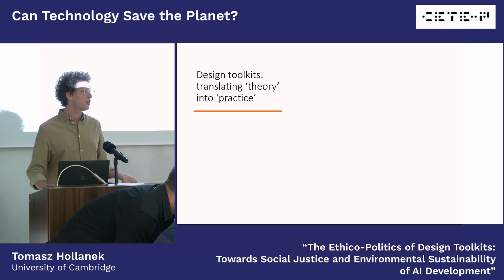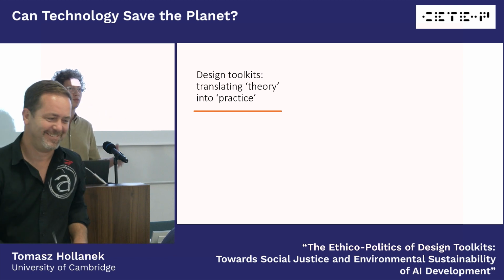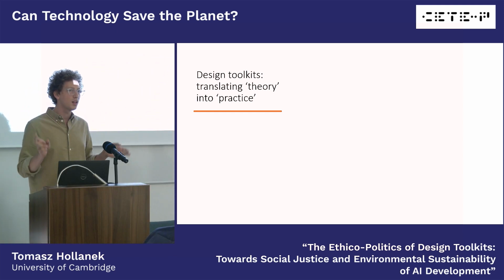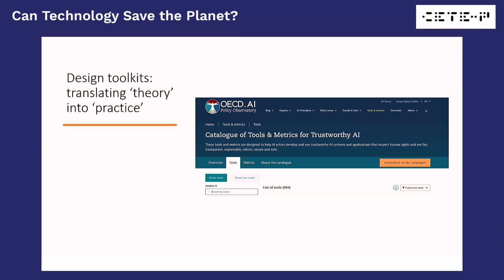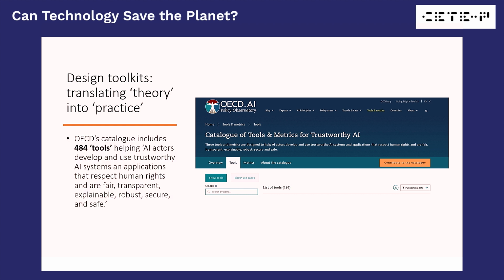Design toolkits have emerged in recent years as a primary means of translating the theory of AI ethics into design and development practice. So many organizations, research teams, and institutions release their own design toolkits that are supposed to help translate the theory that the given team is producing into practice. Currently, the OECD catalog of toolkits and metrics for trustworthy AI includes around 500 such toolkits. This number is from May, and they include new toolkits every month, so I'm sure that it's actually more.